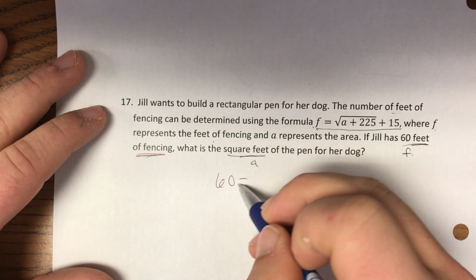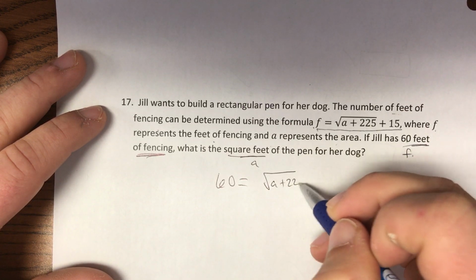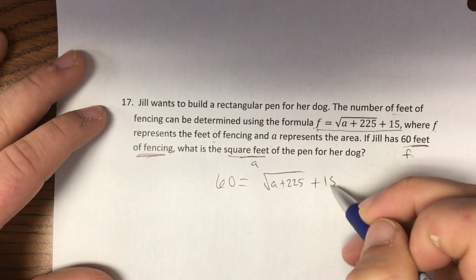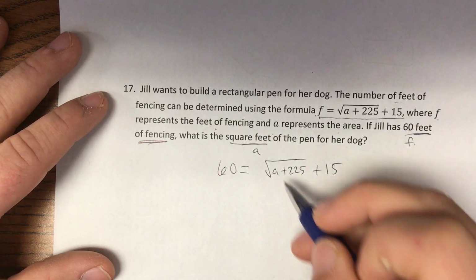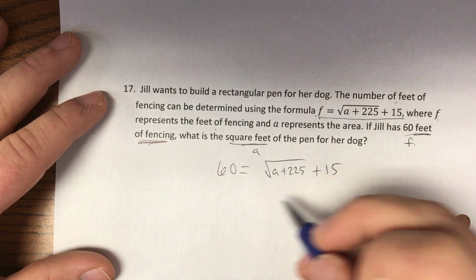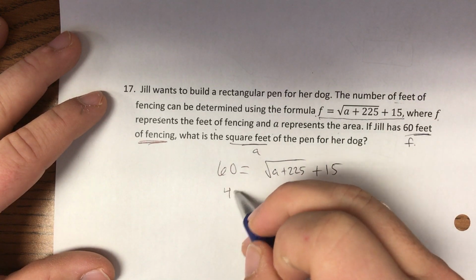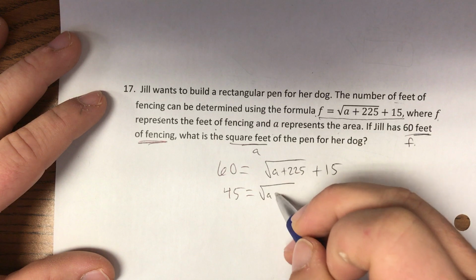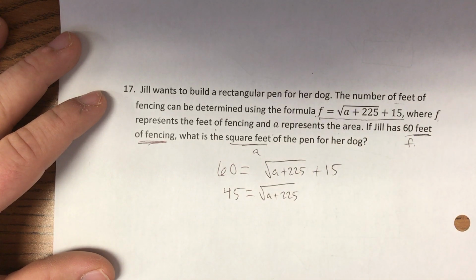The 60 is my F. I don't know the A, and so we'll solve for the A. If you want to, you can change the A to an X, whatever helps you out. So we'll subtract 15 over, and so we get 45 equals square root of A plus 225.